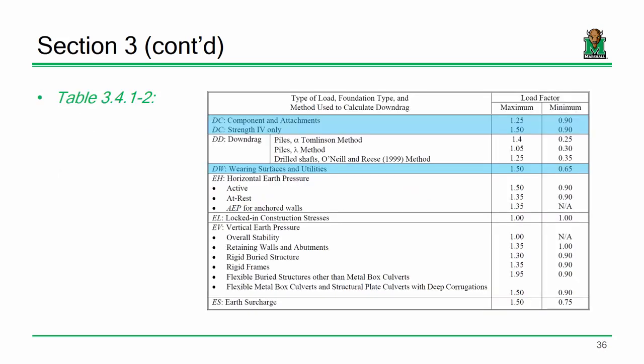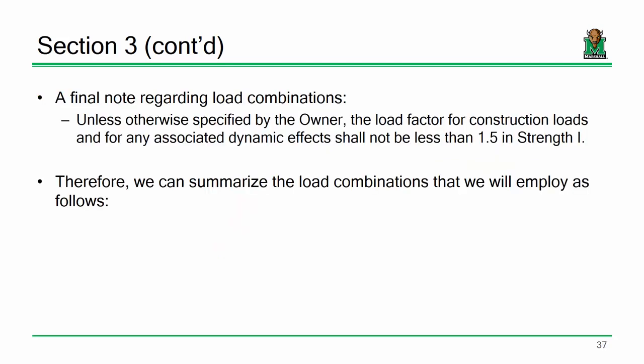So for instance, if I look at the dead load, the dead load of the components and attachments, I have a maximum and minimum load factor. In most cases, you're just going to go with the maximum. That make sense? All right, sound good?